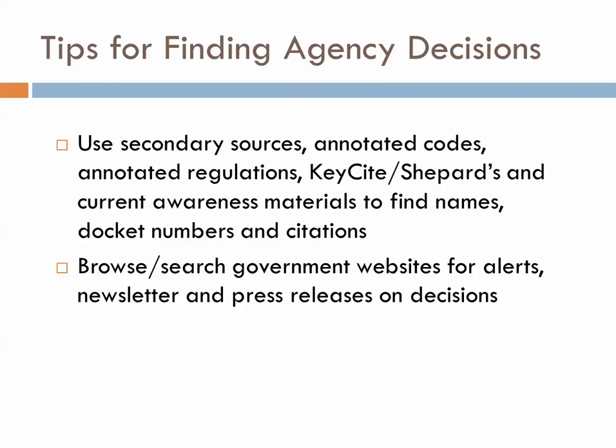Some final tips for finding agency decisions: really use your secondary sources and your annotated codes, KeyCite, Shepard's, and current awareness materials. You can also browse government websites to find docket numbers and case citations, and then you can take those docket numbers and case citations and use the sources we've talked about in this slideshow, the agency websites or Westlaw, to find the full text of the agency decisions.